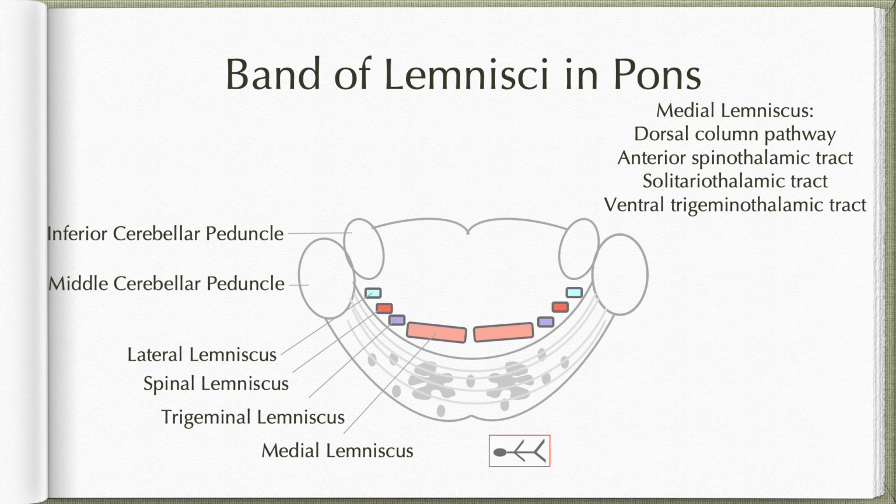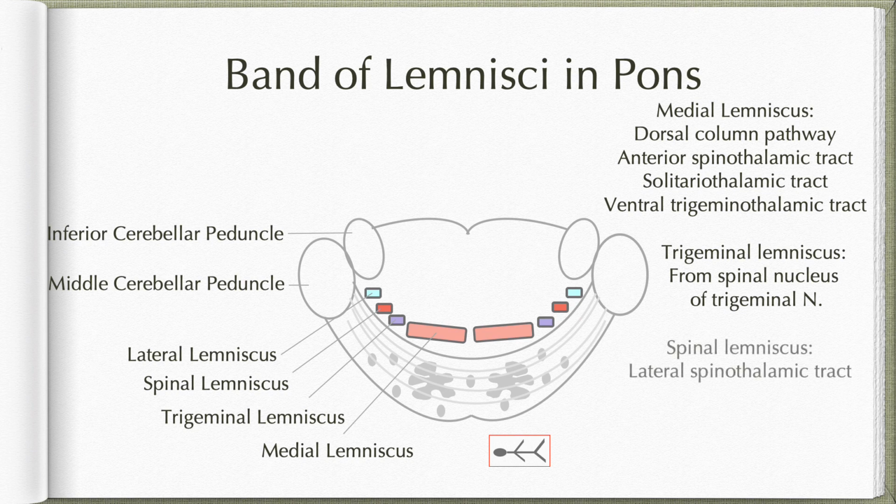Now coming to the trigeminal lemniscus, this is carrying the fibers which are starting from the contralateral spinal nucleus of the trigeminal. They carry pain and temperature sensations from the contralateral head region. Spinal lemniscus is basically made up of lateral spinothalamic tract fibers. It is carrying pain and temperature sensations from the contralateral body. So again, between the trigeminal and spinal lemniscus, we have a second somatotopy with the head region being represented medially and sacral fibers laterally. Now lastly, coming to the lateral lemniscus, it is mainly an auditory pathway tract.